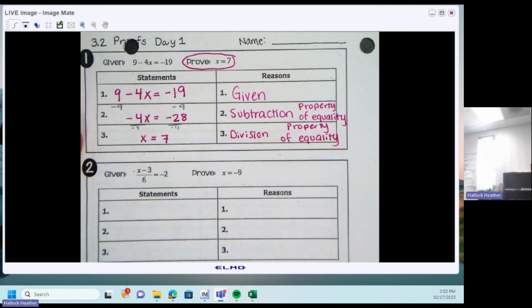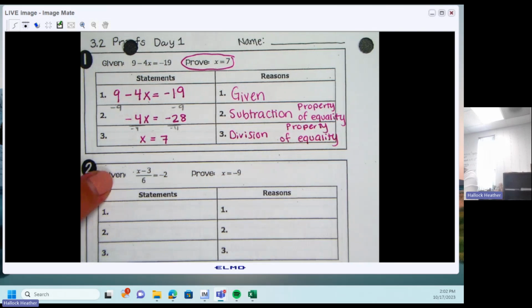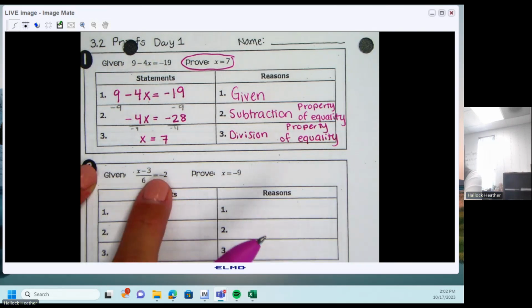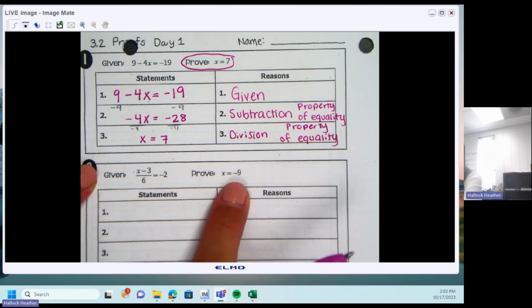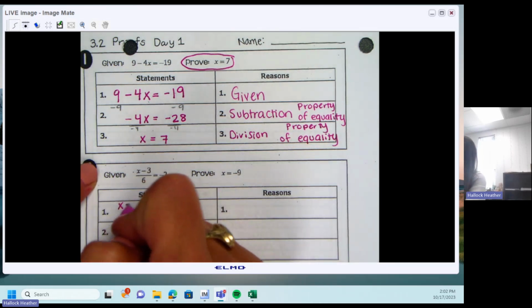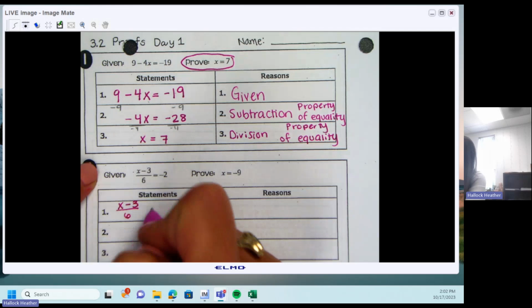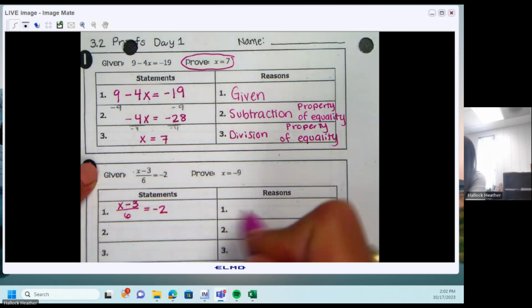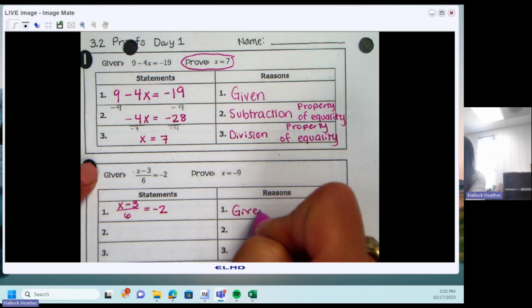The next question is very similar. I'm given a two-step equation and I need to solve for x. They say given and prove that x equals -9. So my first step is always going to be filling in the statement. The reason is given. So x minus 3 divided by 6 equals -2. And given will automatically be the first step.